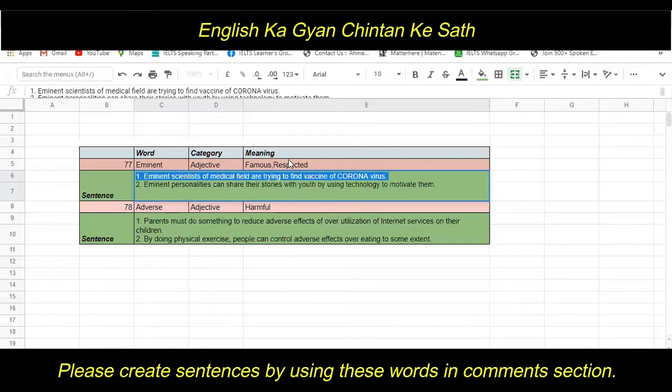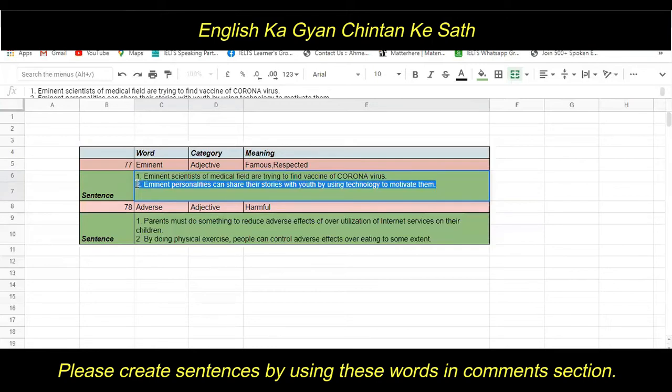So I hope you understand the word eminent, and I hope you also understand the context in which the word can be utilized. Now the second sentence that I have created for this eminent word is: eminent personalities can share their stories with youth by using technology to motivate them. See, in this kind of pandemic situation, so many people have lost their job, right? And in this tough time, the youth of each and every nation requires motivation. Okay, they require a kind of moral boost so that they can work in a better way and they can earn the money.